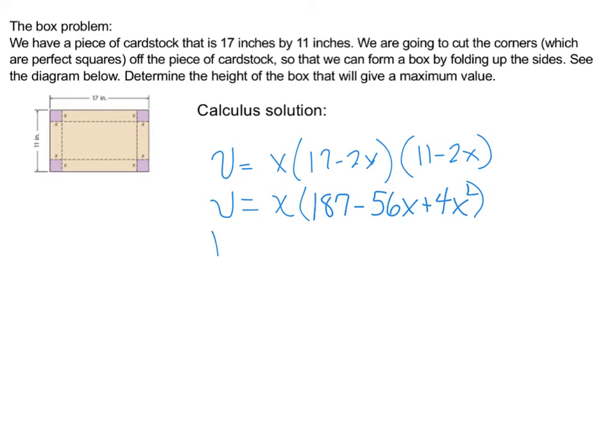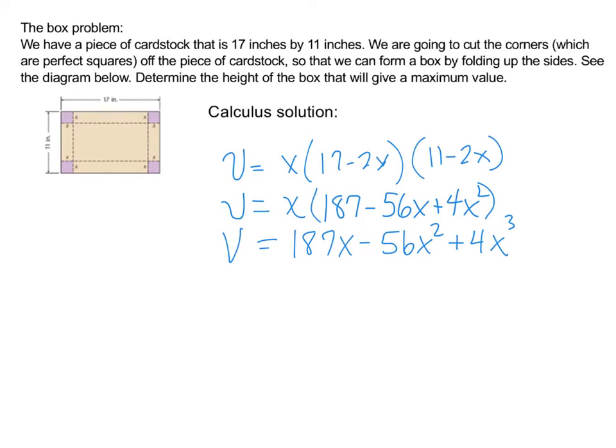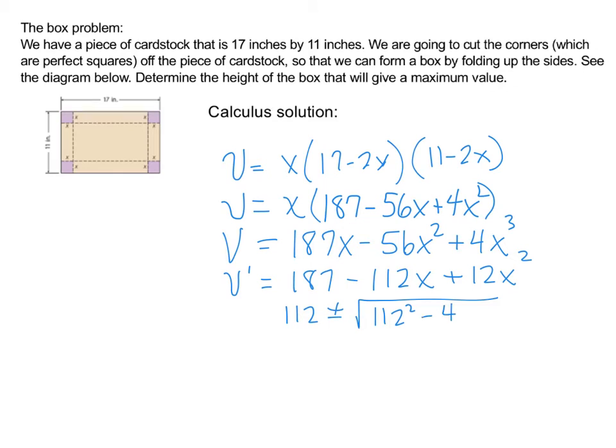So I end up with this, and your volume function will be 187x minus 56x squared plus 4x to the third. When we take the derivative of this, we're going to get 187 minus 112x plus 12x squared, which is quadratic, and we know from the previous screen it is not going to factor. So if we use the quadratic formula, negative b plus or minus the square root of b squared minus 4ac, all over 2a.